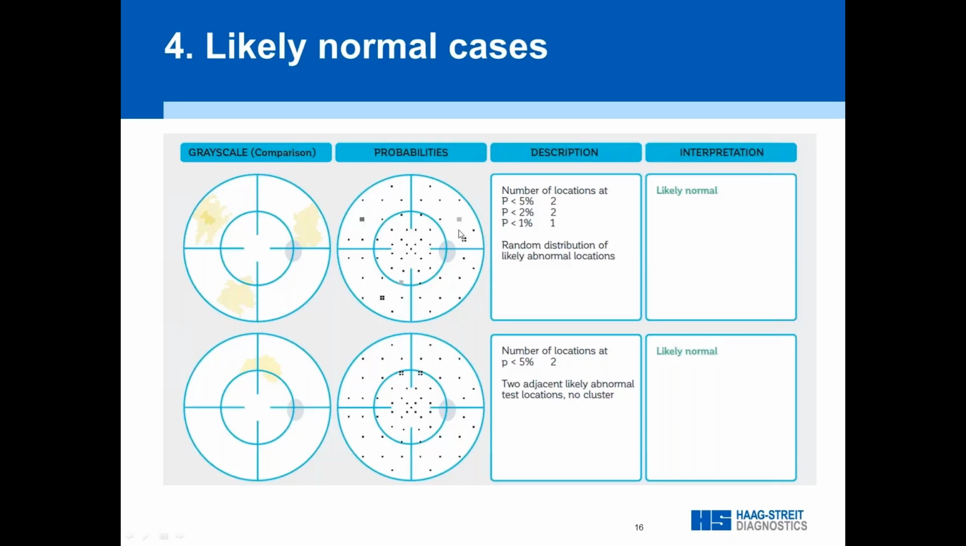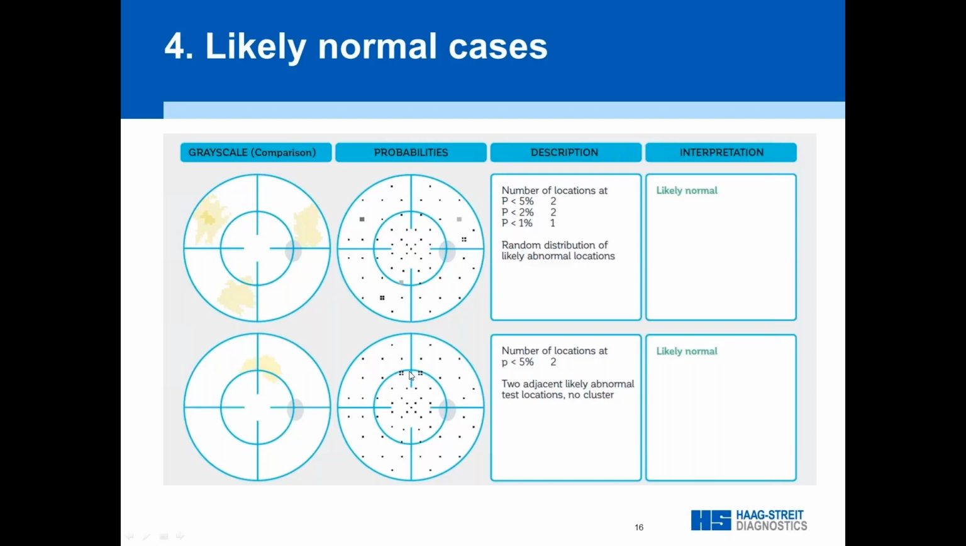What do we see here? 1, 2, 3, 4, 5, actually 5 likely abnormal locations, but they're totally randomly dispersed. So we still consider that as normal. Same with this one here.